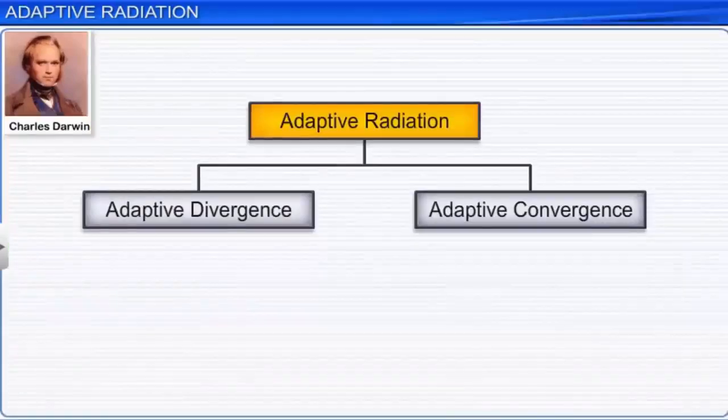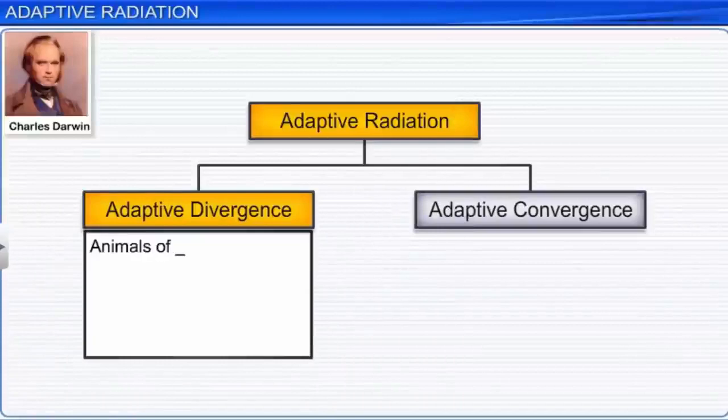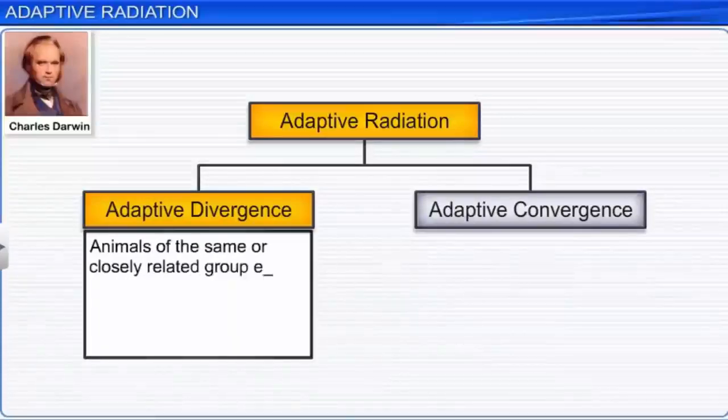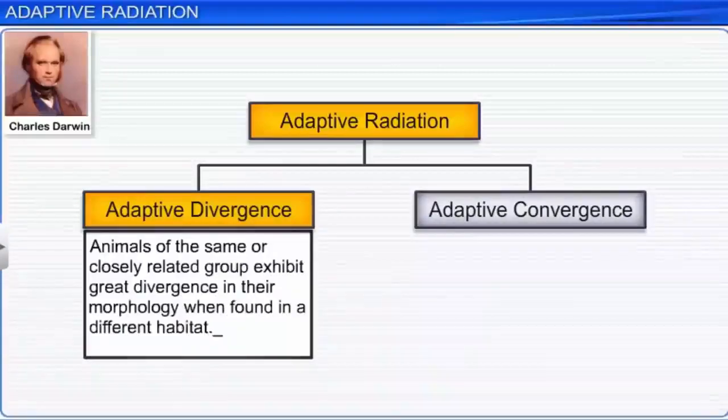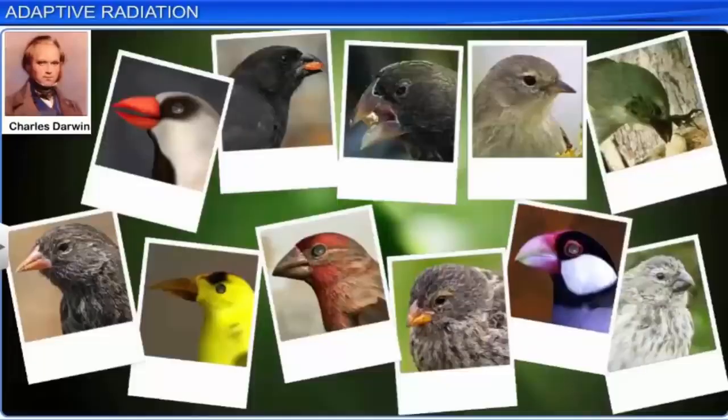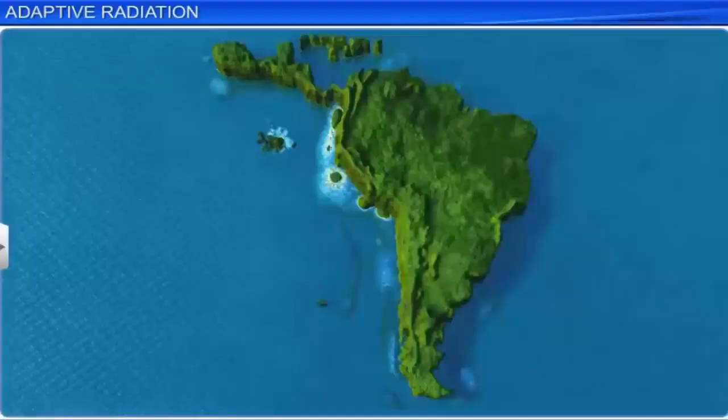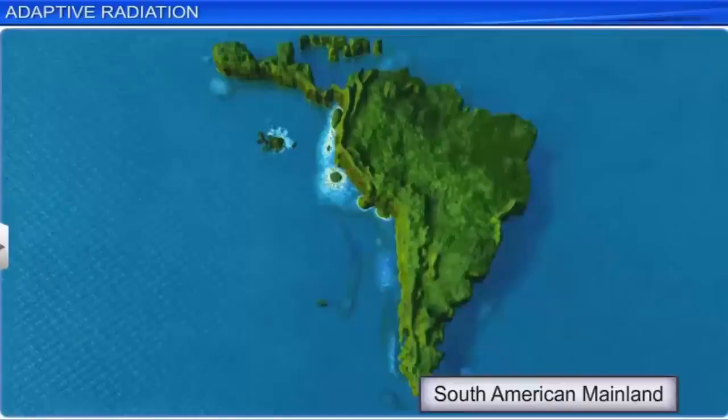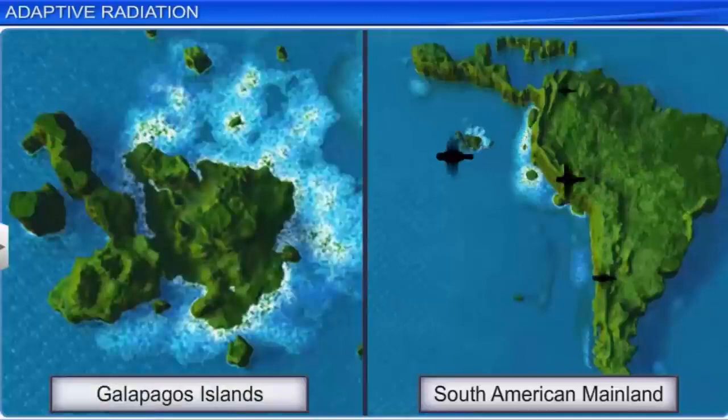Adaptive radiation is of two types: adaptive divergence and adaptive convergence. In adaptive divergence, animals of the same or closely related group exhibit great divergence in their morphology when found in a different habitat. For example, the finches of the Galapagos Islands. These finches had originally come from the South American mainland to the Galapagos Islands.